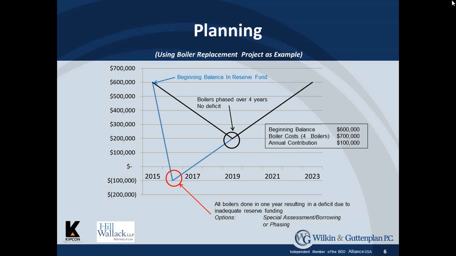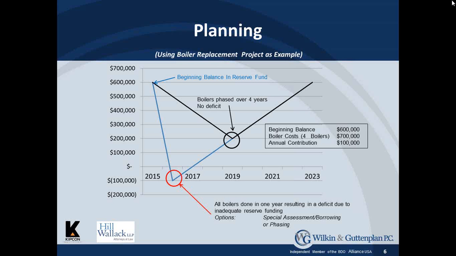So what we did with them is we took a look at it and said, okay, if we phase those boilers over 4 years and do 1 a year rather than doing them all at once, they won't run into a deficit, and actually they'll have a surplus in their fund of $200,000, as you can see from the graph.